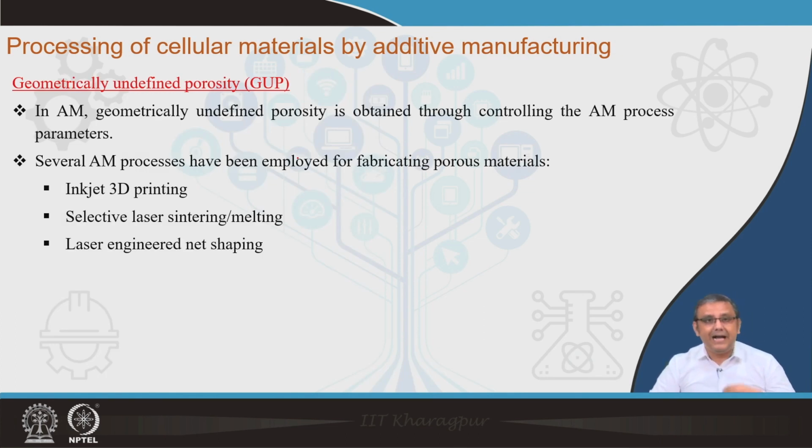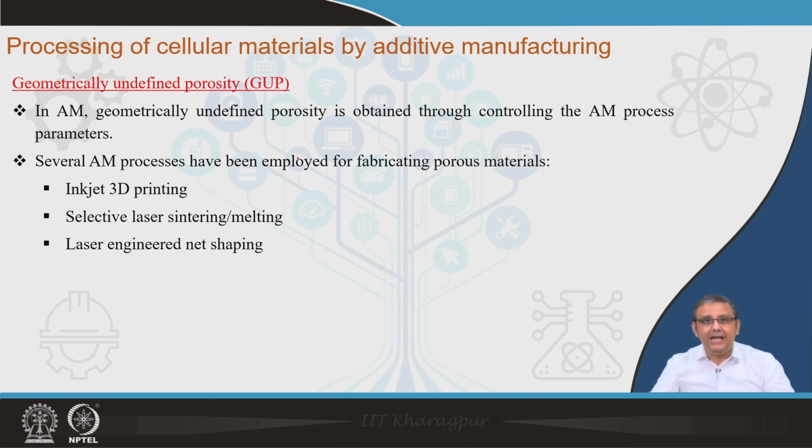Now, after this basic idea about the GDLSP pores, next we should learn briefly about the GUP, or the geometrically undefined pores. We already learned that the GDLSP pores are basically design controlled. That means the amount of porosity is not dependent upon the process parameters, rather it depends upon the selection of the unit cell and its parameters, like how thick the struts are, how long the struts are, and how many repetitions there are in the 3 dimensions, and these will actually control the amount of porosity in the GDLSP process.